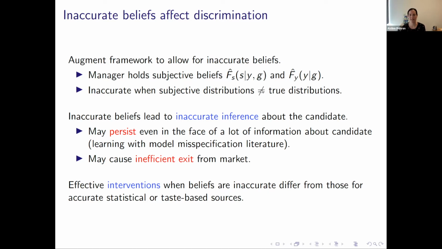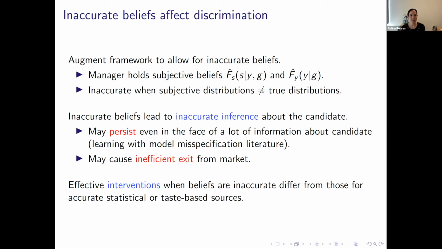They can persist asymptotically, and therefore there are definitely going to be situations where they are very much relevant for the decision at hand. They also may cause inefficient exit from the market. So even if they would eventually be corrected, if someone exits the market before they can efficiently learn about that candidate, then they're not going to be corrected for that candidate who exited.